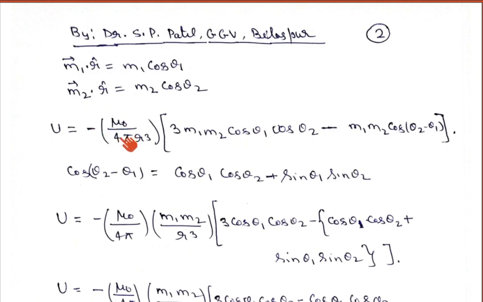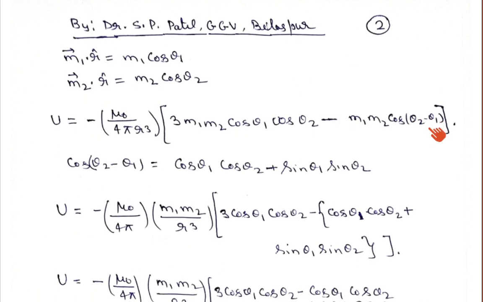So minus mu 0 by 4 pi r cube outside of the bracket, and in the bracket, in place of 3 (m1 dot r unit vector) into (m2 dot r unit vector), that can be written as m1 cos theta 1 into m2 cos theta 2. So that becomes 3 m1 m2 cos theta 1 cos theta 2 minus, that is another term, m1 dot m2, so that was m1 m2 cos theta 2 minus cos theta 1. Okay, I hope you understood these points.